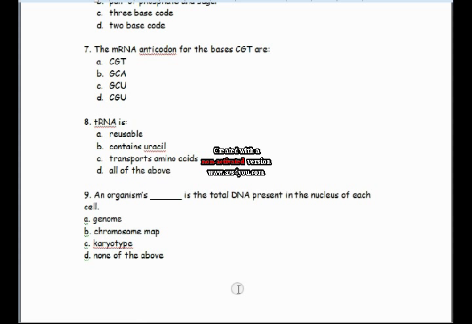An organism's blank is the total DNA present in the nucleus of each cell. That's its genome. Letter A.